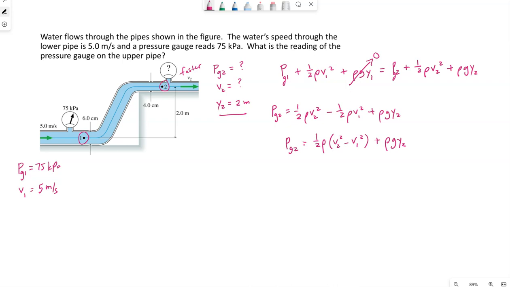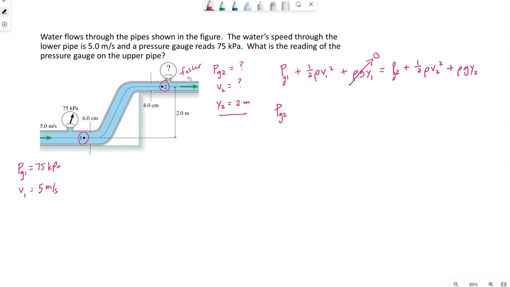We know V1, we know y2, we know this is water. Oh, I forgot my P1, I'm sorry. I forgot to bring pressure gauge 1 over. Oh my goodness. I pretend I know how to do math. I like to prove that I am as prone to mistakes as anyone, though I don't purposefully make my mistakes.